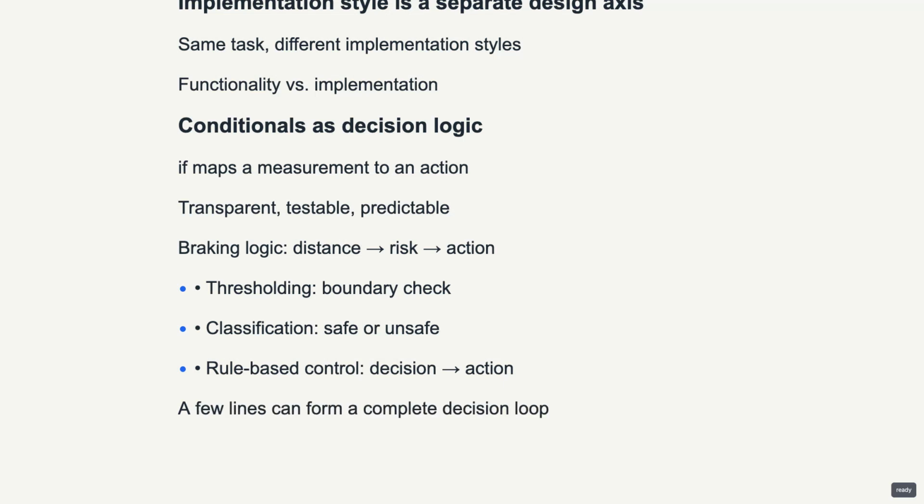That small chain is already a complete edge decision loop. The important question is not how fancy the code looks, but whether the decision matches the situation well enough to be trusted.